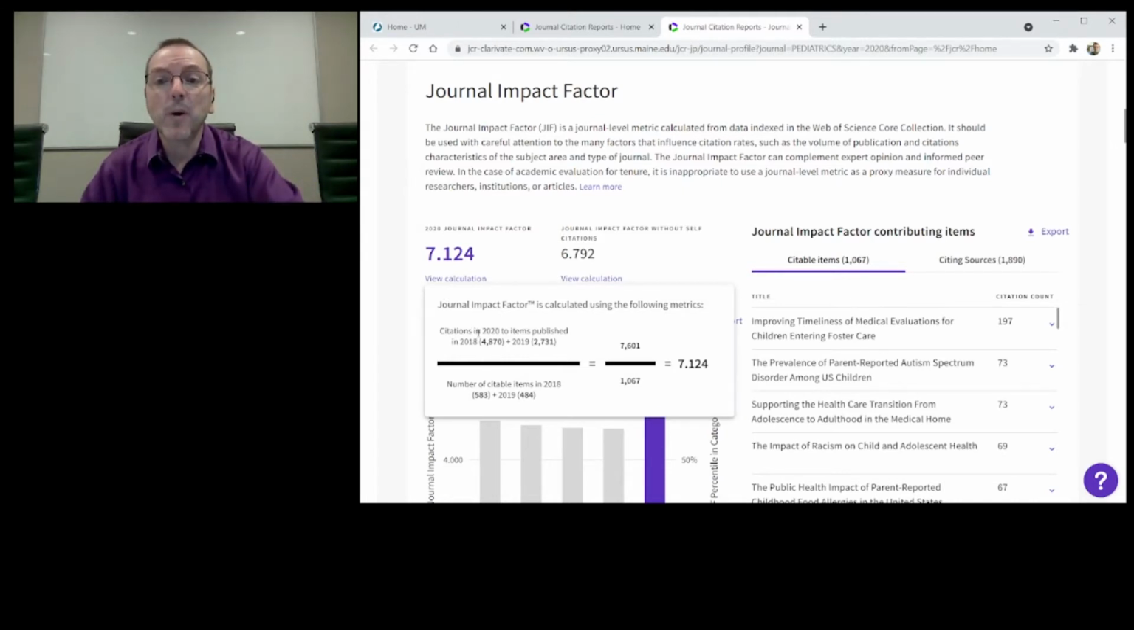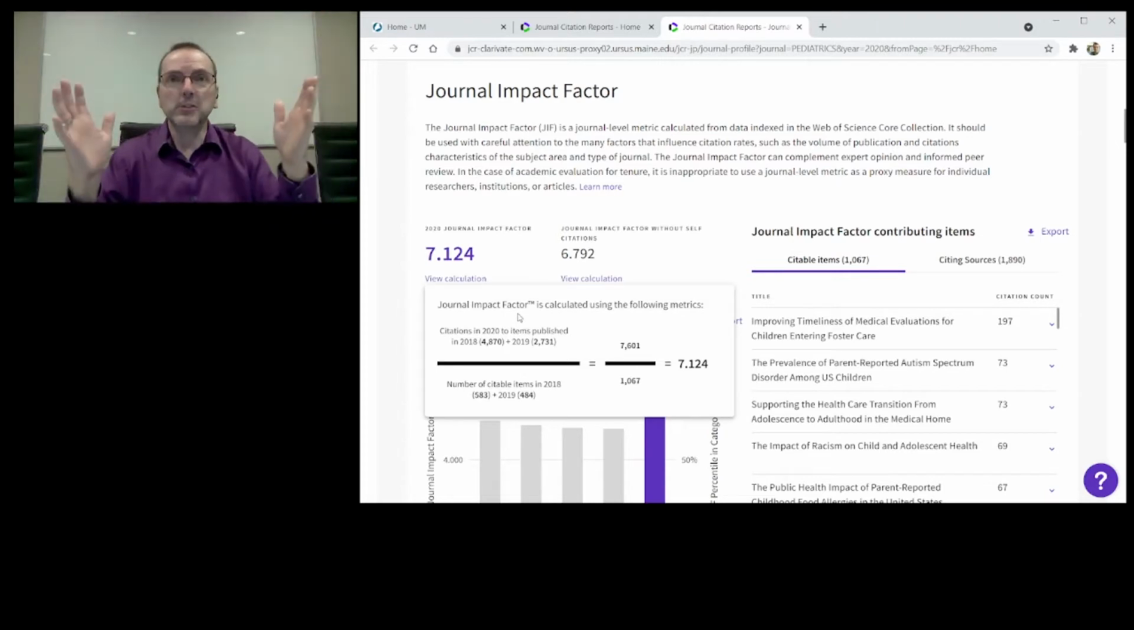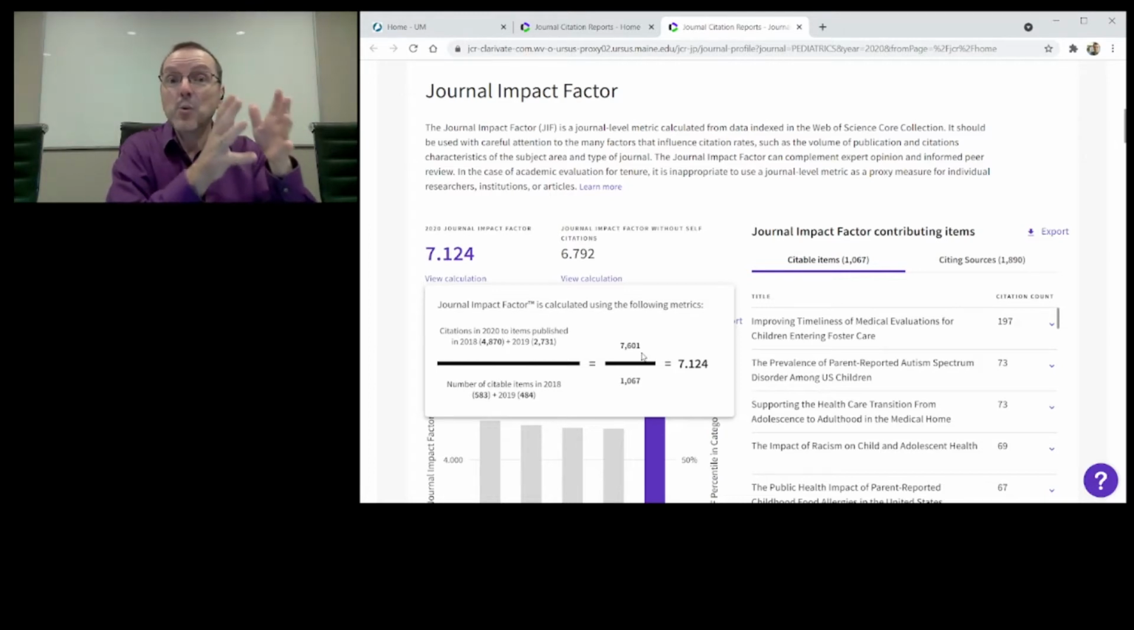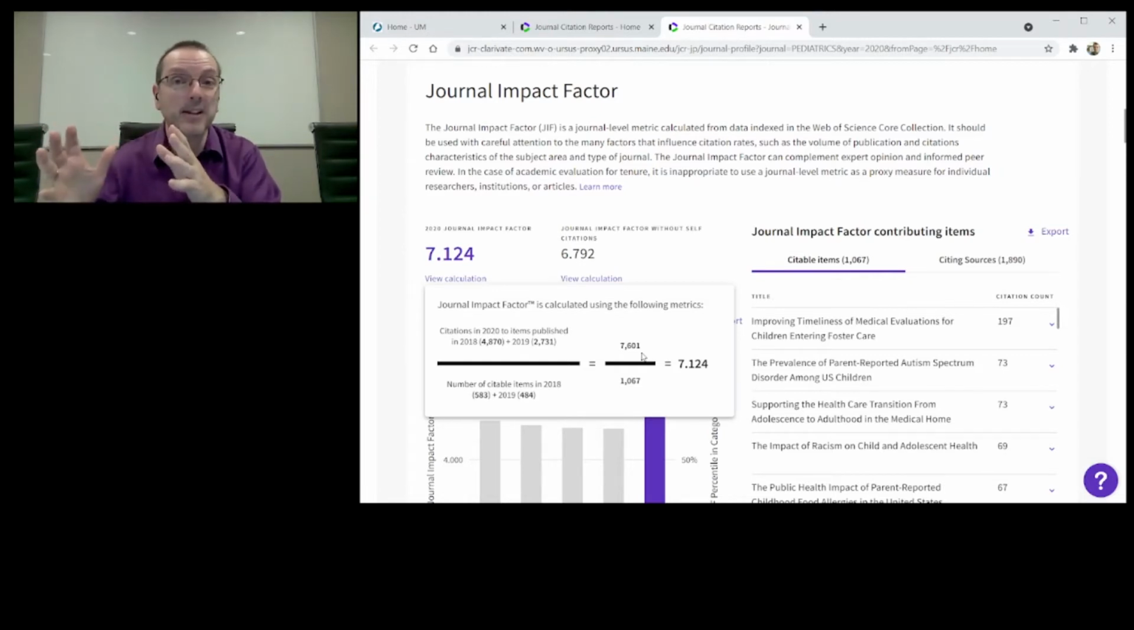So we see in 2020, across all the articles that JCR tracks, there were 4,870 citations for Pediatrics articles from 2018. And there were 2,731 citations for Pediatrics articles published in 2019, which gives us a total of 7,601 citations in 2020 for Pediatrics articles published in 2018 and 2019, that 2-year window. So that's the total number of citations.